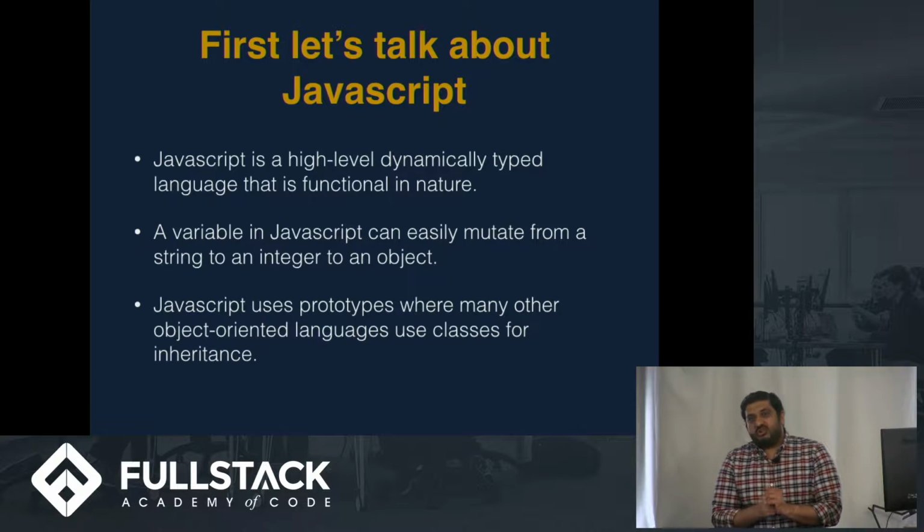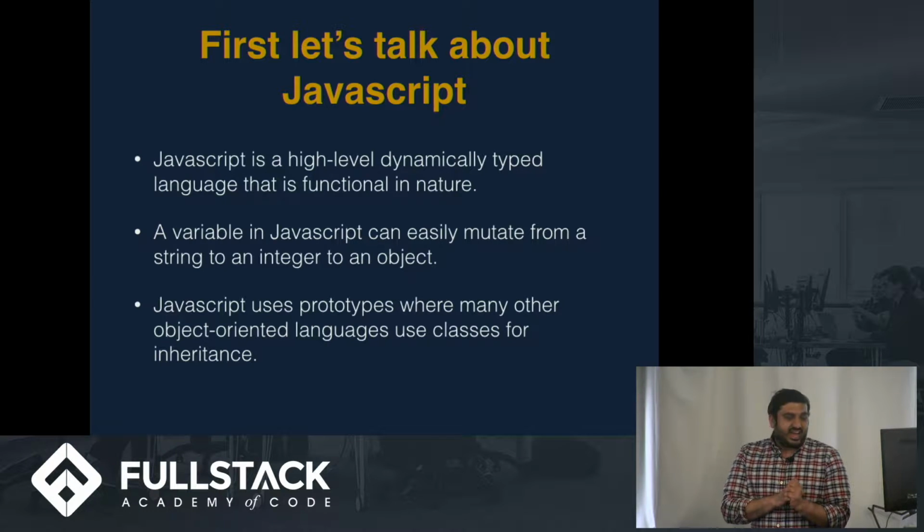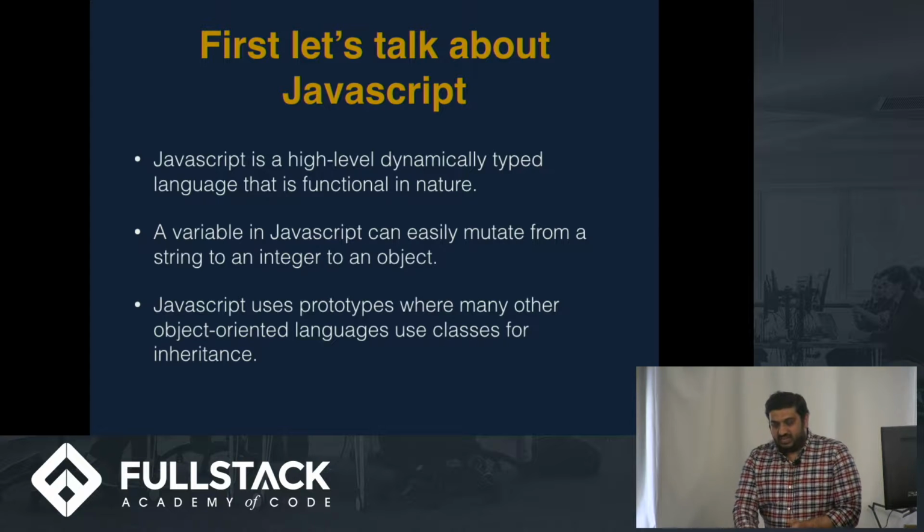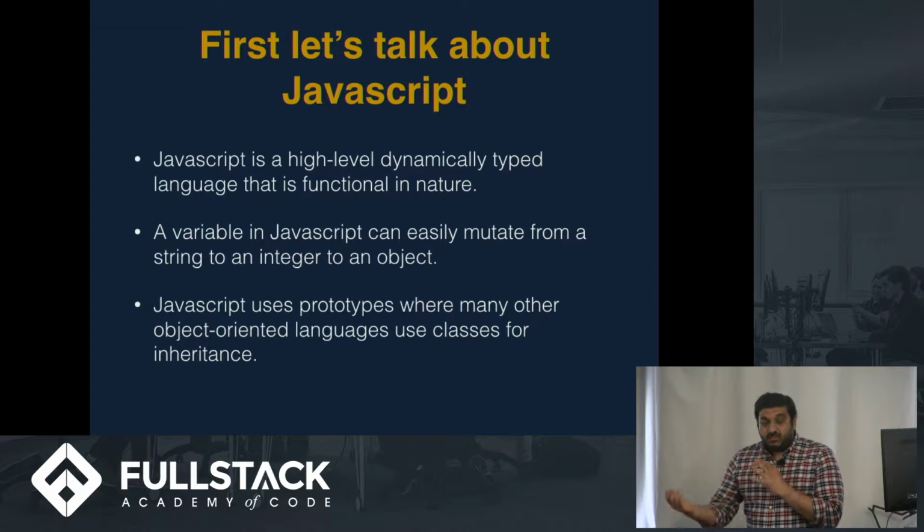So first, let's talk about JavaScript. JavaScript is a high-level, dynamically typed language that is functional in nature. Okay, that's a lot of jargon. Basically, what it means is that JavaScript does not know what type of variable it is until it is actually instantiated at runtime. So it could be a number, or it could be a string. It does not matter to JavaScript.